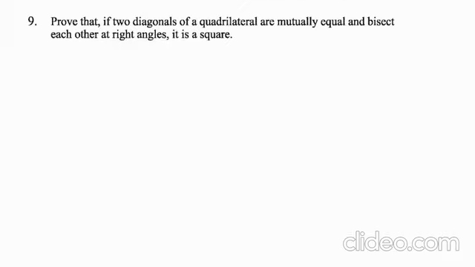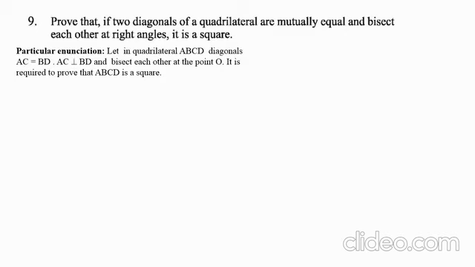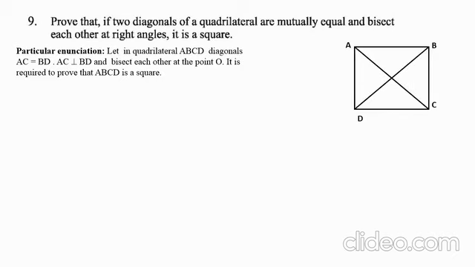Now question number 9. Here we need to prove that if two diagonals of a quadrilateral are mutually equal and bisect each other at right angles, it is a square. Particularization: here in the quadrilateral ABCD, the diagonal AC equals BD and AC is perpendicular to BD and they bisect at the point O. Bisect means they divide equally. Here we need to prove ABCD is a square.